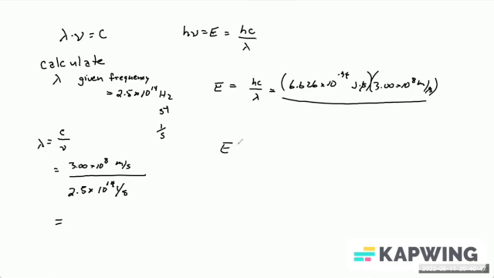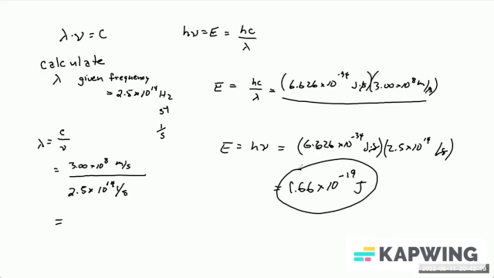Let's do the other form, since we're given frequency: 6.626 times 10 to the negative 34th joules times seconds, and we've got 2.5 times 10 to the 14th per second. Per second cancels that second, and we're going to end up with a number in joules. I'll pull up my calculator real quick and do this calculation. 6.626 times 10 to the negative 34th times 2.5 times 10 to the 14th is 1.66 times 10 to the negative 19 joules. Okay, that's it for this video.